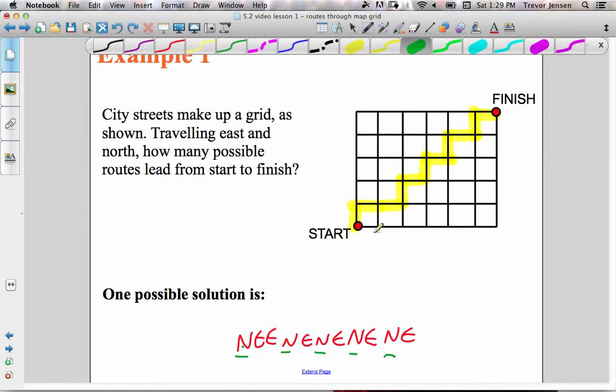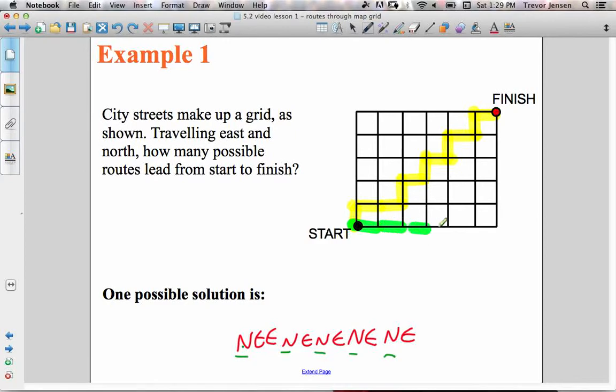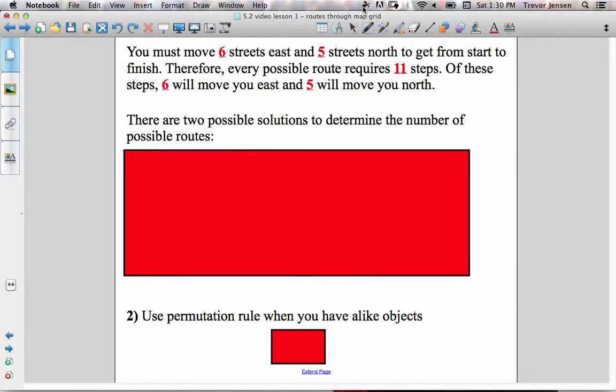So no matter which route I take to get from start to finish, eventually I'm going to have to go 6 east and 5 north. And there's always going to be 11 moves that you're going to make. There's just different orders we can make those moves in. So let's learn how to count the number of possible ways we get from start to finish. Two ways to think of it.